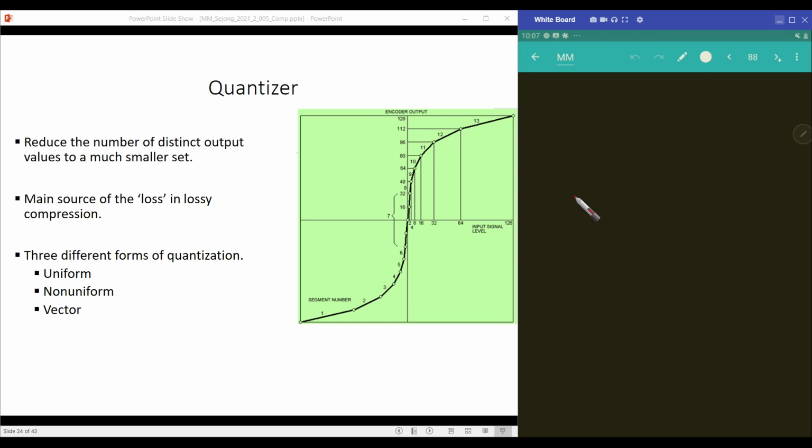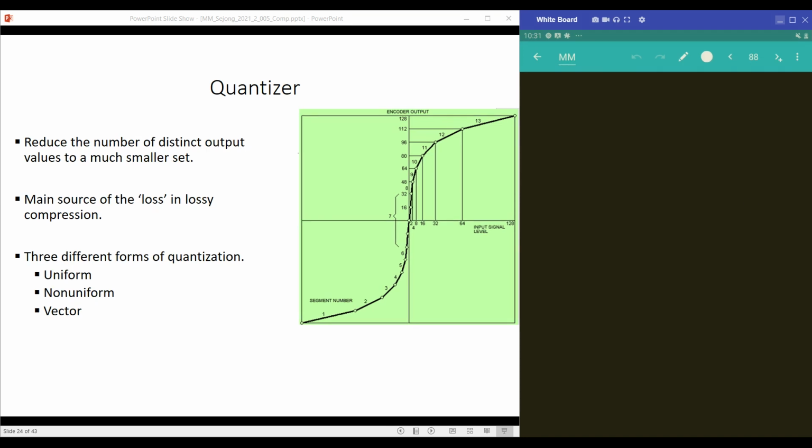So with these things in mind, we will now study some other things. Very first important one is the quantizer. Now, the quantizer is very important, and this is considered one of the main sources of the loss or distortion in lossy compression techniques. In fact, this is one of the main problems in all digital systems.